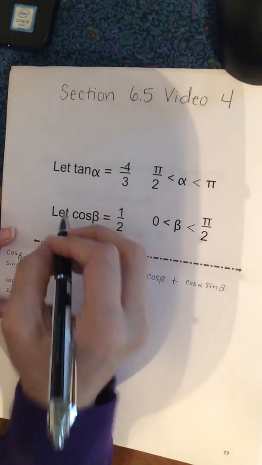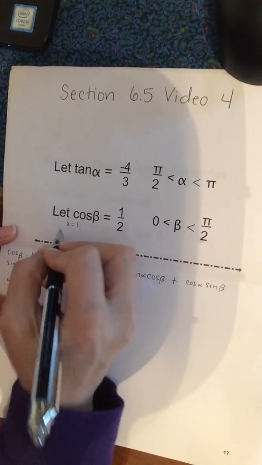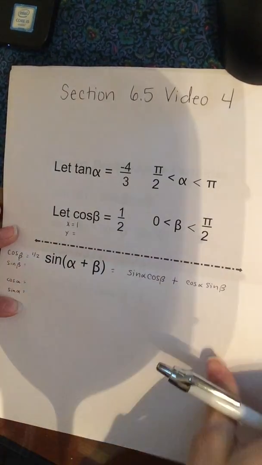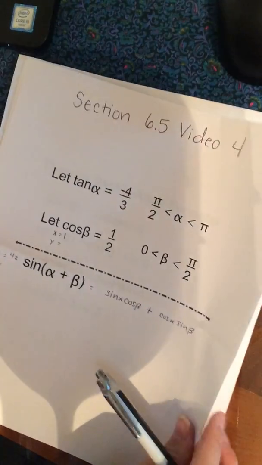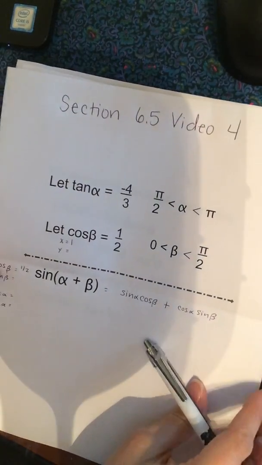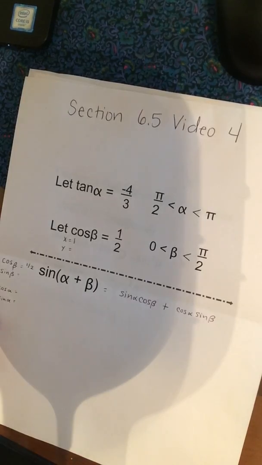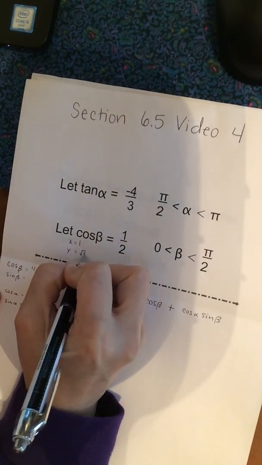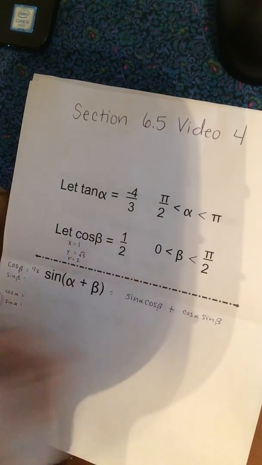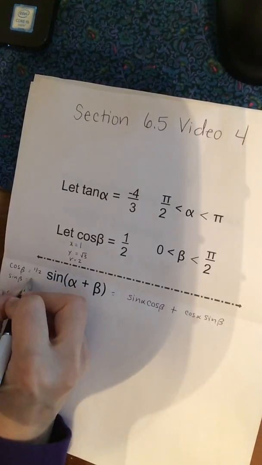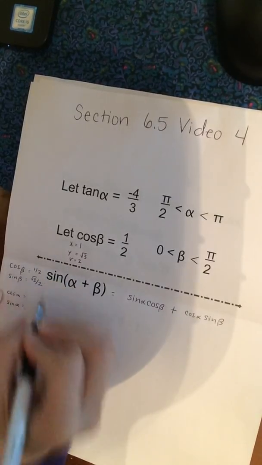And from the last problem, we know for beta, x is 1, y was the square root of 3, and r is 2. So sine of beta would be the square root of 3 over 2.